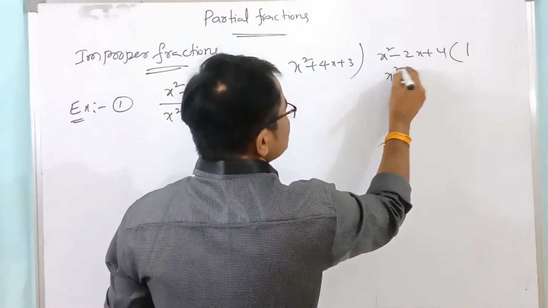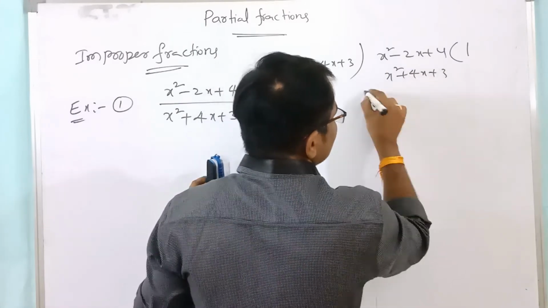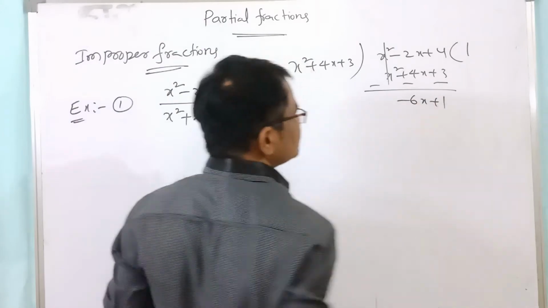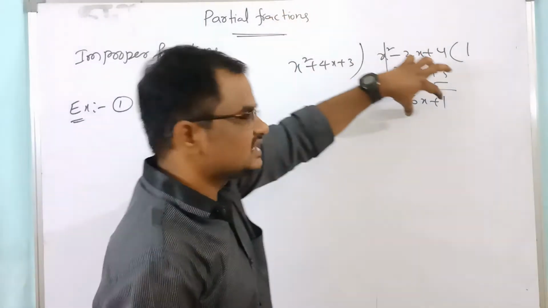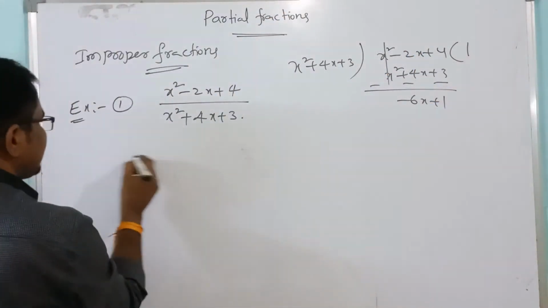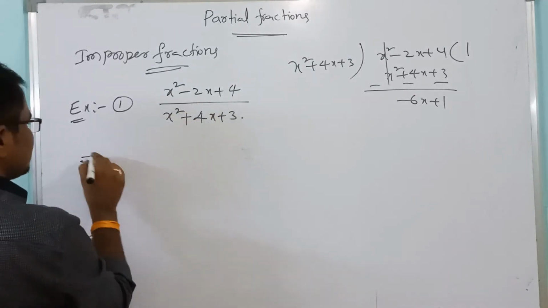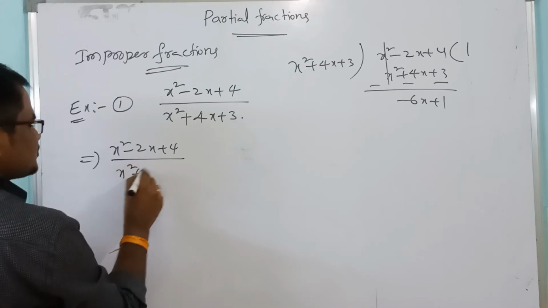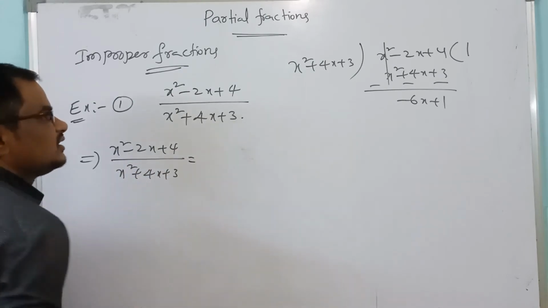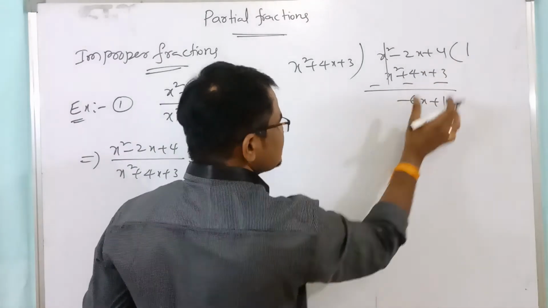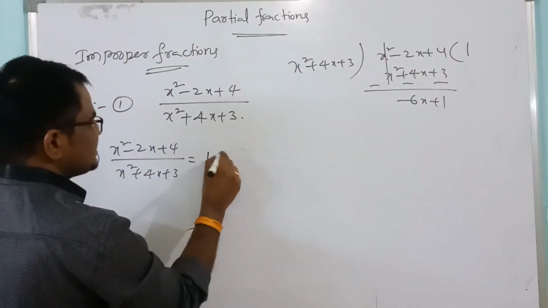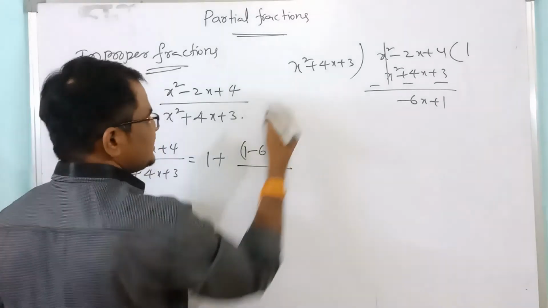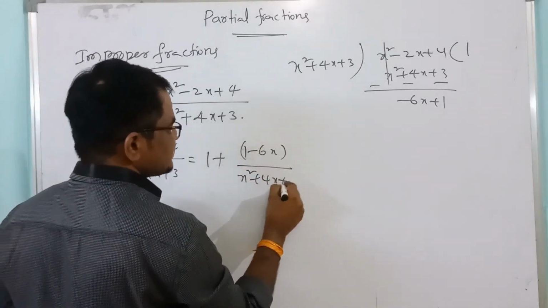So x square plus 4x plus 3. Minus, so these two get cancelled, minus 6x plus 1. So the degree of this one is greater than this one. That's why you can write it as this fraction: x square minus 2x plus 4 divided by x square plus 4x plus 3 equal to quotient plus remainder by divisor. Quotient is 1 plus remainder 1 minus 6x divided by divisor x square plus 4x plus 3.